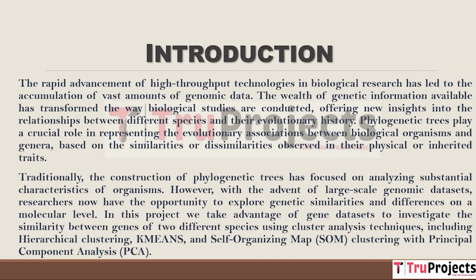Traditionally, development of phylogenetic trees has centered on examining significant organismal traits. However, with the arrival of large-scale genomic information, researchers can now investigate genetic similarities and differences at the molecular level. We use a gene dataset in this project to study similarities of genes from different species utilizing cluster analysis approaches such as hierarchical clustering, k-means, and self-organizing map, which is SOM clustering, with principal component analysis, which is PCA.